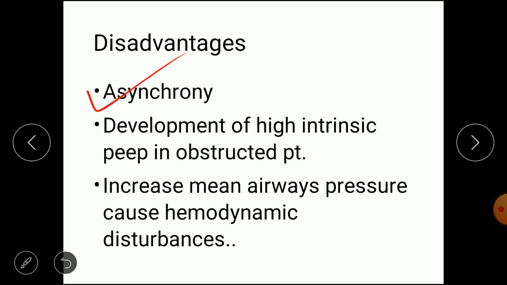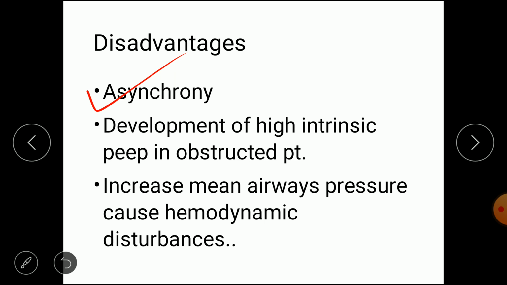Increased mean airway pressure causes hemodynamic disturbance. Mean airway pressure generally increases, so that's why hemodynamic disturbances are present. So hemodynamics, what does that mean? Generally a deviation from the normal physiological parameters occurs.